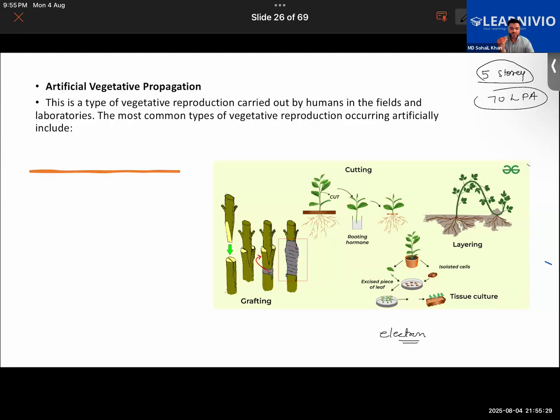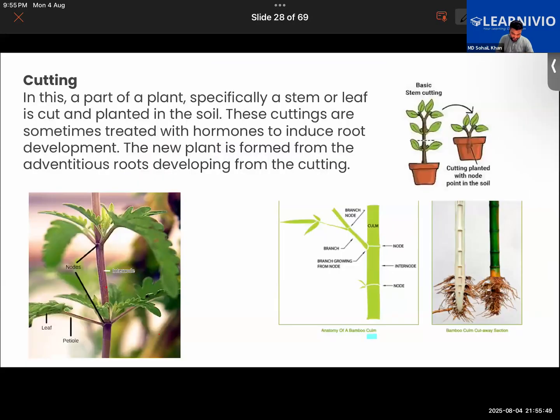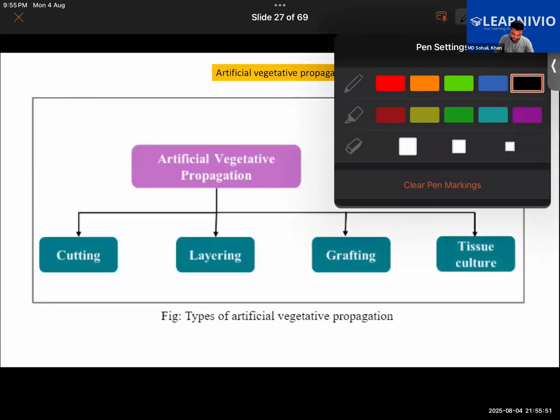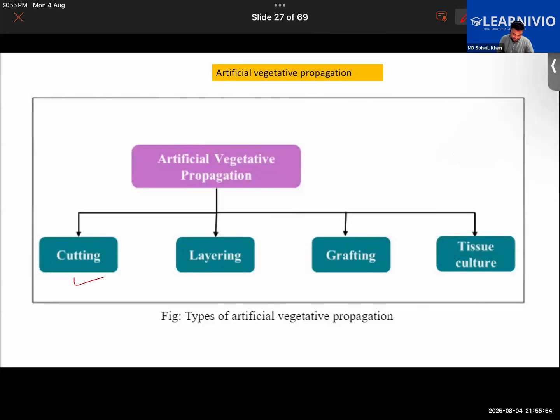So how about we do grafting or tissue culture or some other methods. This vegetative propagation will have several advantages. Let's talk about the first one first, which is cutting. Here I have listed down the different artificial vegetative propagations. These are the four major artificial vegetative propagation methods we are going to learn about.